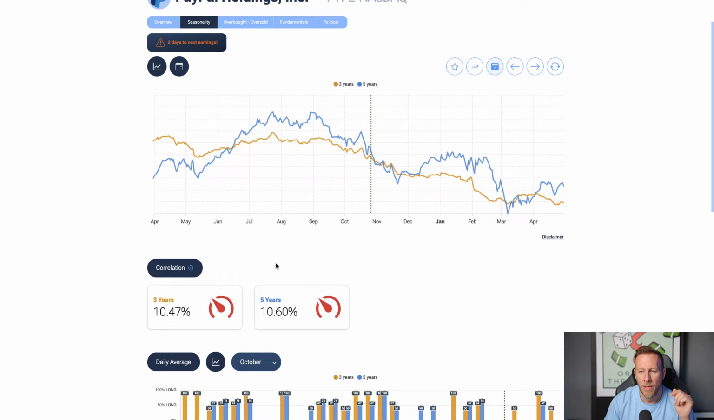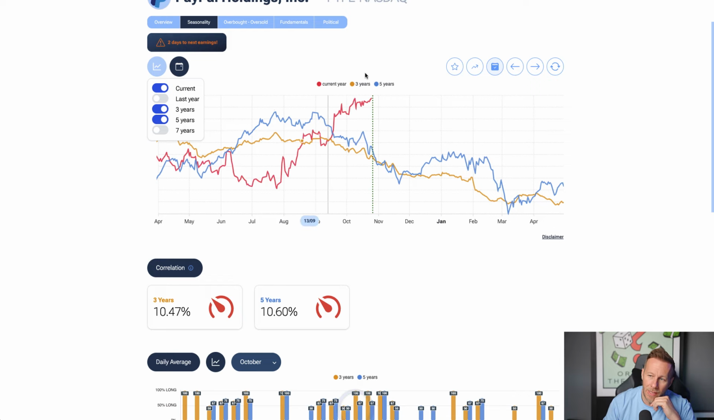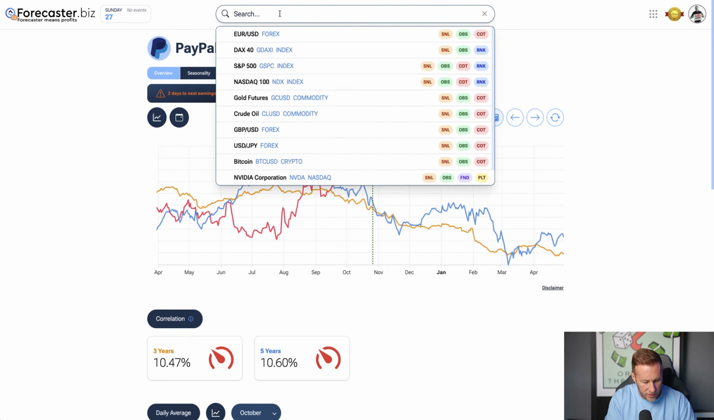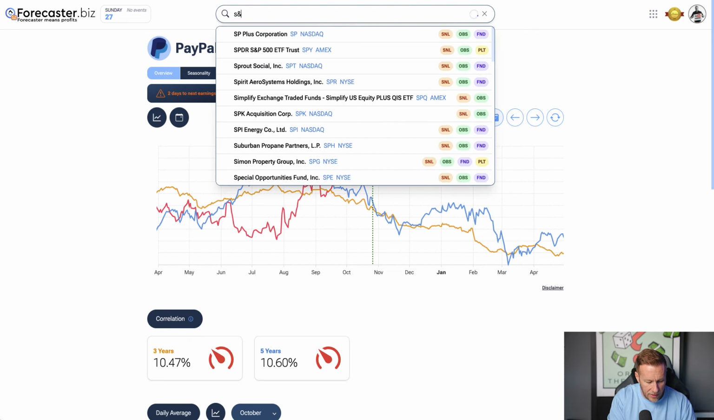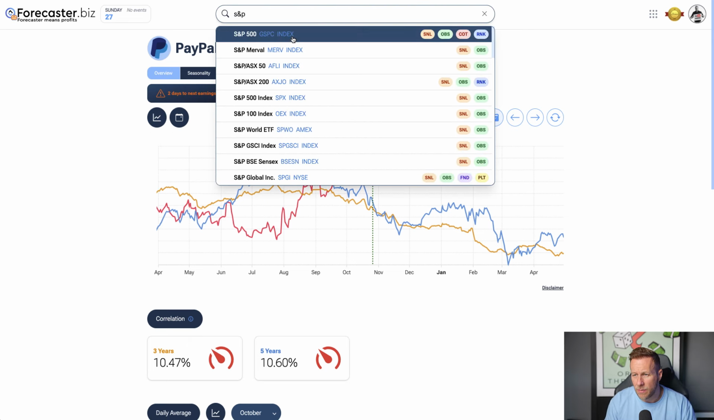So where this is, like, if I was to bring on the current price, for instance, you can see it's not quite moving as per the usual seasonality. And where this is more prevalent is if we just go to the S&P, let's go to the S&P 500.